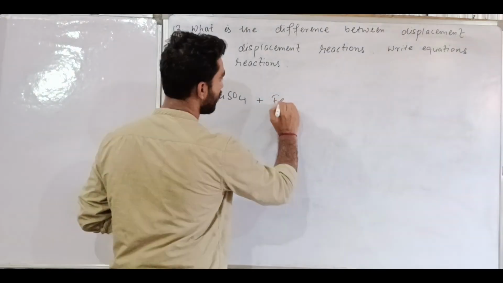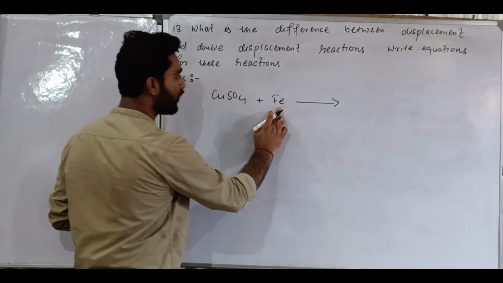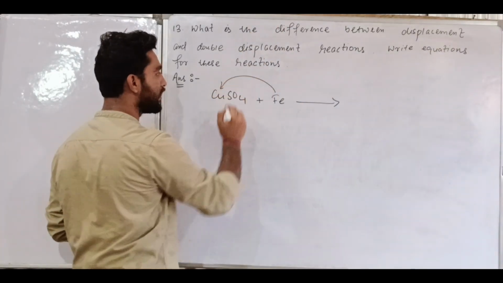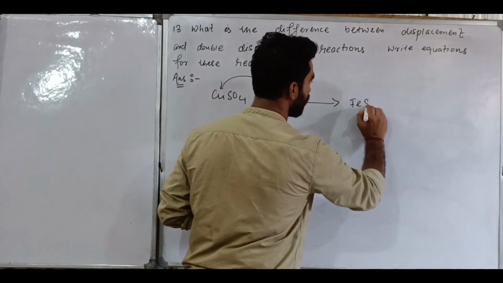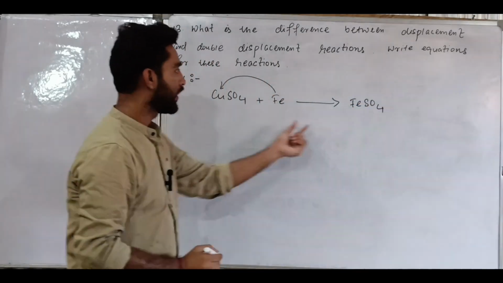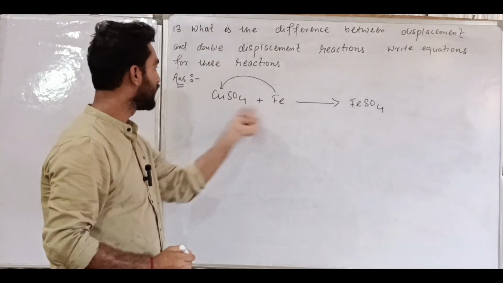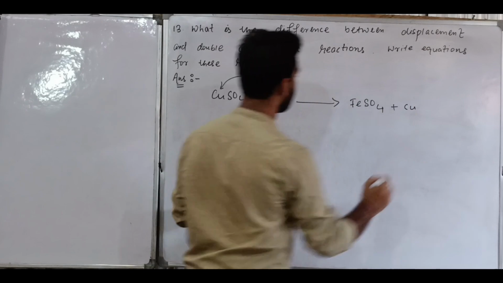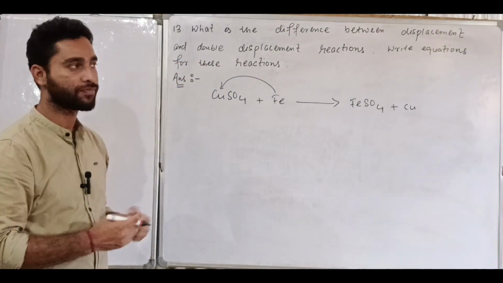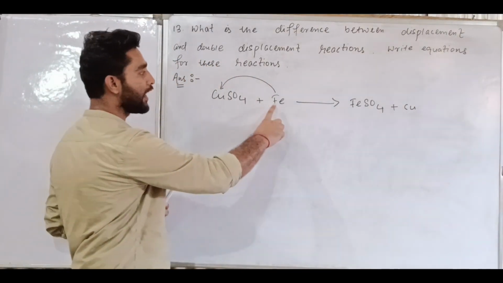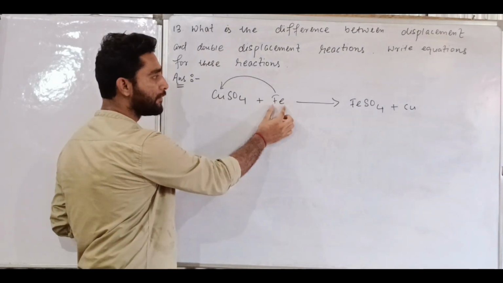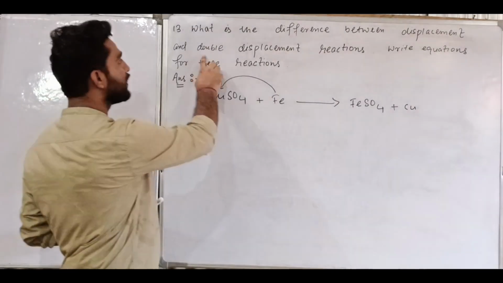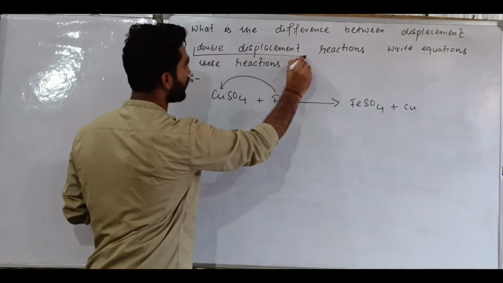If it reacts with iron, here in the reactivity series, iron is placed above copper. So iron easily can displace the copper. So it will form iron sulfate. So this iron displaces the copper and forms ferrous sulfate or iron sulfate. So this is an example of displacement reaction. So what is displacement reaction? It is a type of chemical reaction where a more active element can displace the less active element from their compound.